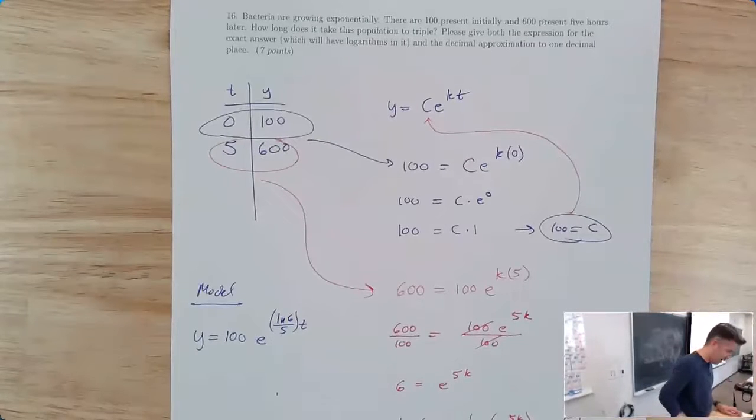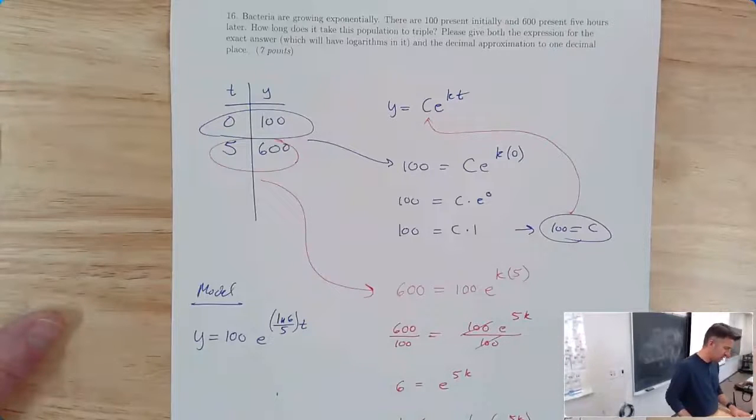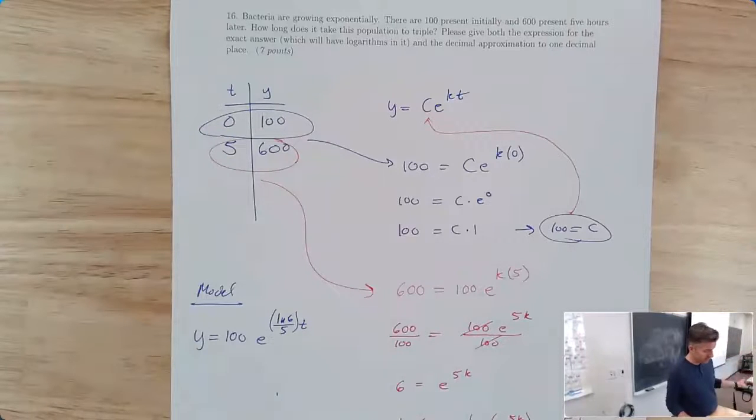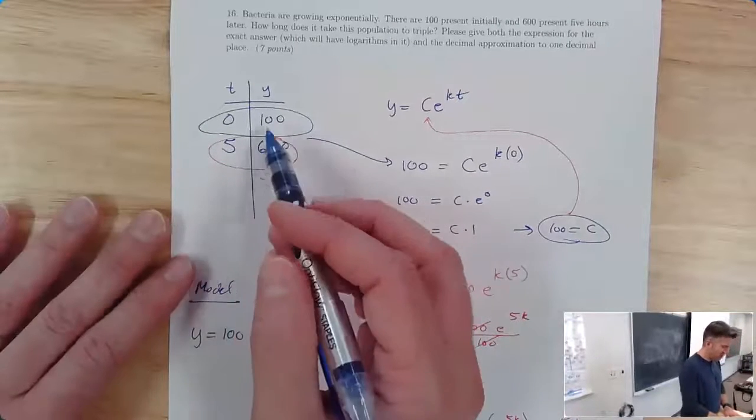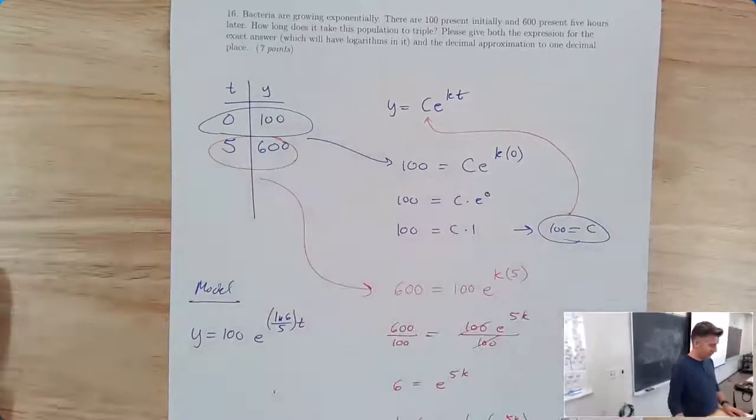So then we should finish reading the question. How long will it take the population to triple? Please give both the expression for the exact answer, which will have logarithms in it, or potentially not, I guess, if you do it this way, and the decimal approximation, so to 1 decimal point. All right. So if I want to know how long it takes for the population to triple, I want to know how long it takes till I get to how many bacteria.